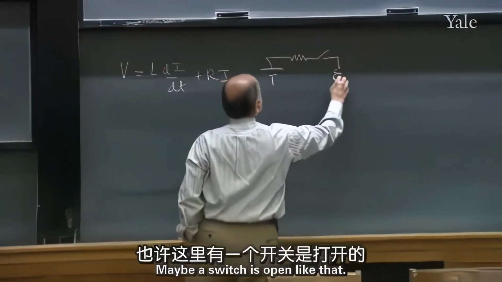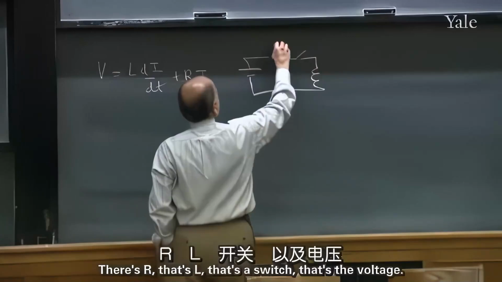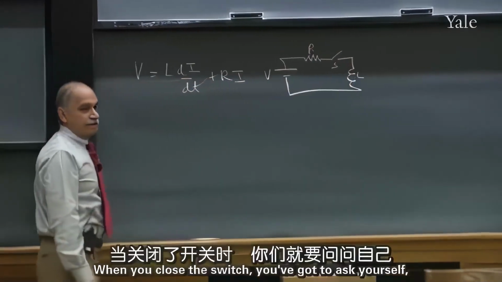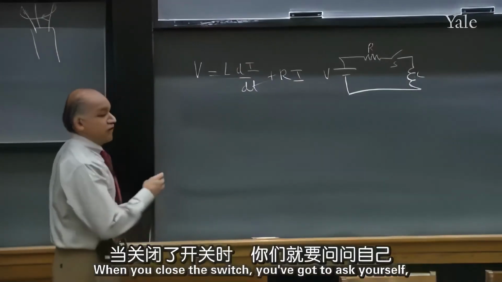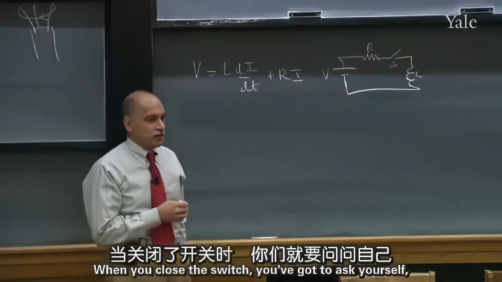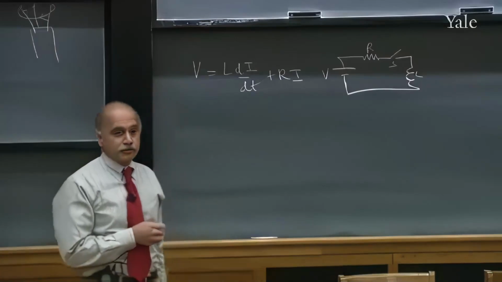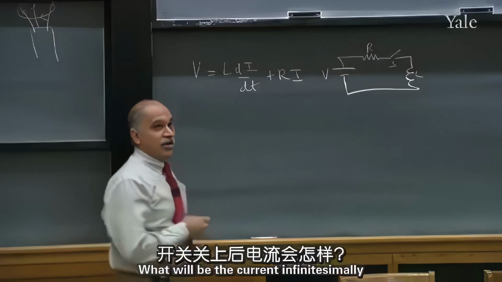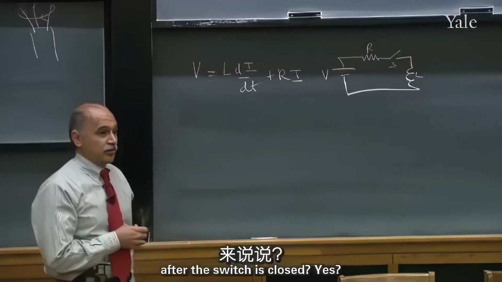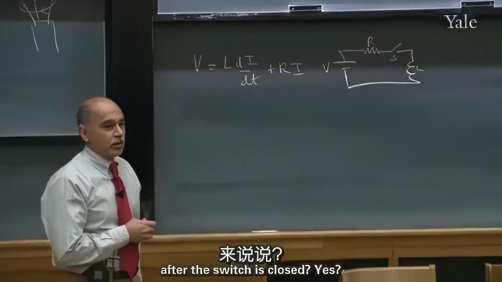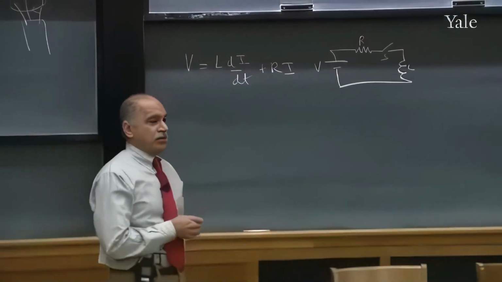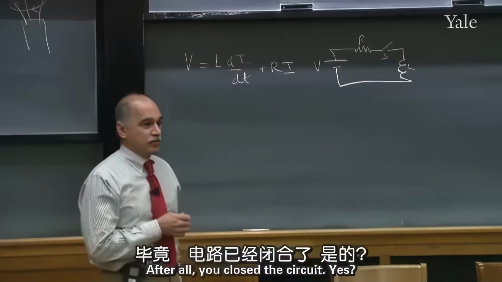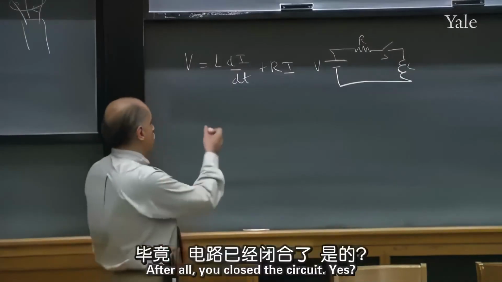Maybe a switch is open like that. That's R, that's L, that's a switch, that's the voltage. When you close the switch, you've got to ask yourself, what's the current going to be? What will be the current infinitesimally after the switch is closed? Suppose it was not 0 but 0.2 amps. What's the problem? After all, you close the circuit.